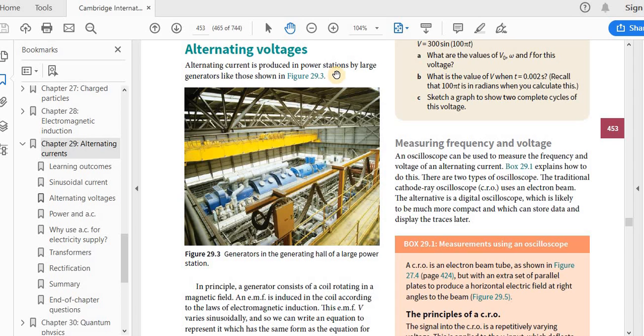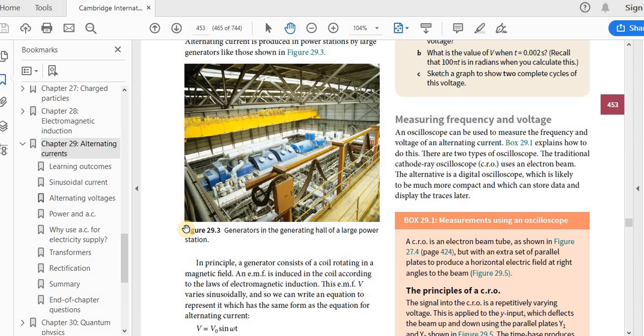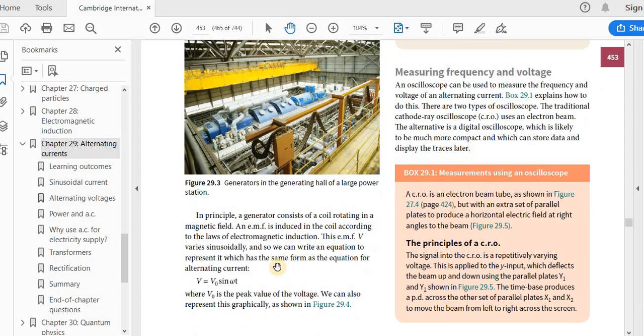Alternating current is produced in power stations by large generators like those shown in figure 29.3. This is a generator. Over here we have one. Generators in the generating hall of a large power station. And also you have previously learned about the generator. A generator consists of a coil rotating in a magnetic field. An EMF is induced in the coil according to the laws of electromagnetic induction. I had already taught this to you before.